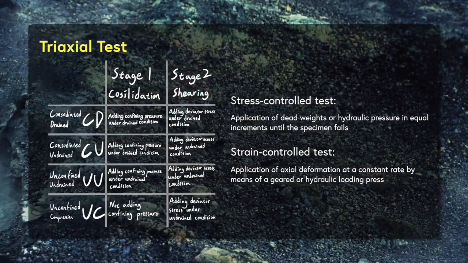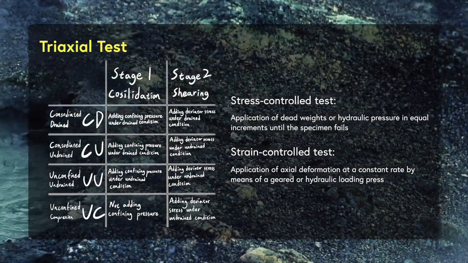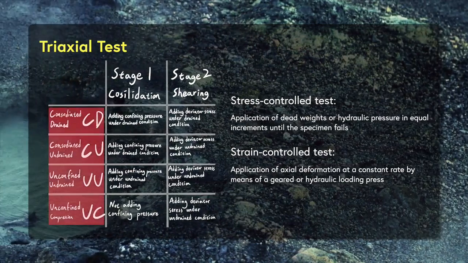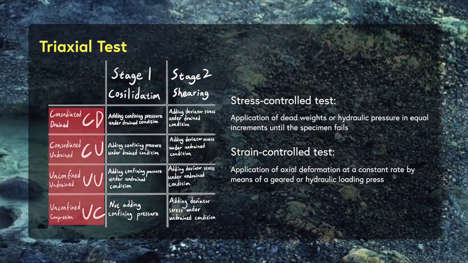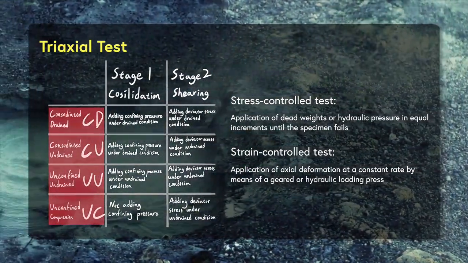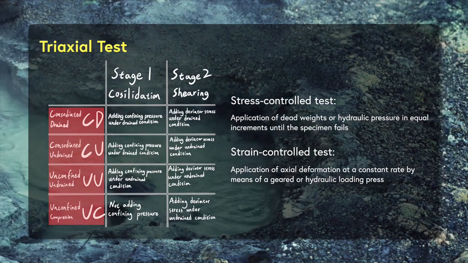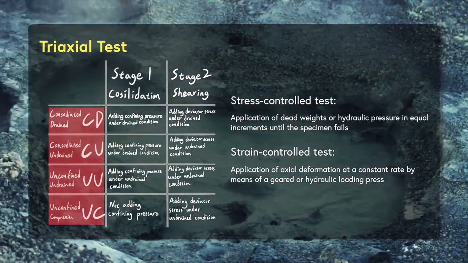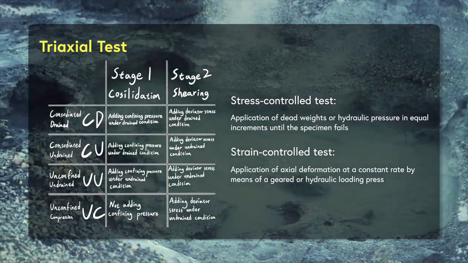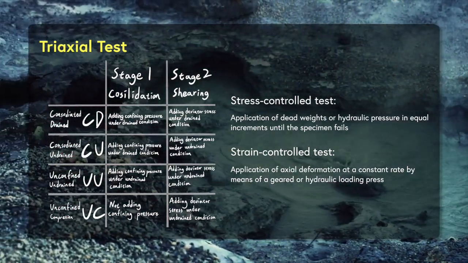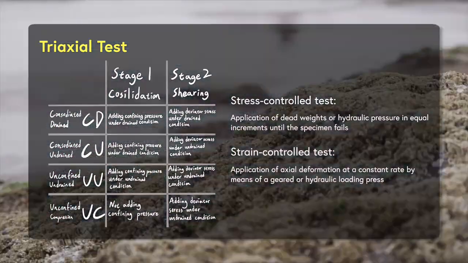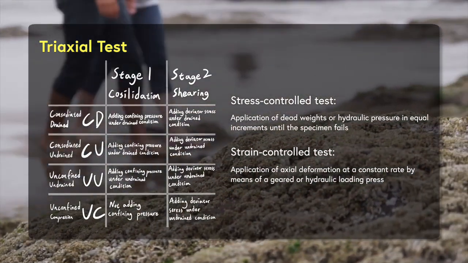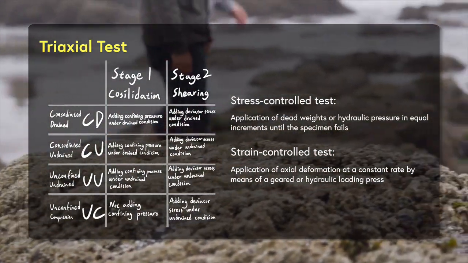So for the triaxial test, basically we can perform the test in 4 different ways. They are the consolidated drained test, the consolidated undrained test, the unconsolidated undrained UU test, and the unconfined compression test, which is the UC test. Depending on whether you want to obtain parameters under drained or undrained condition, we will choose one of these 4 to obtain the soil parameters.